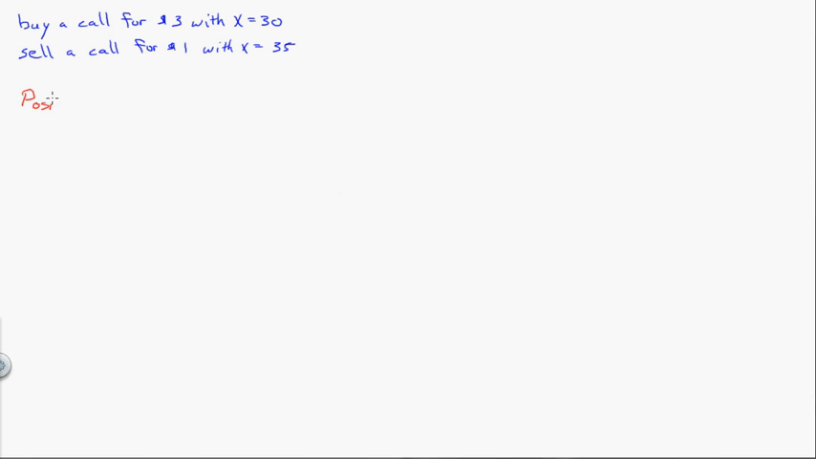So what you do is you look at your position. My position is long a call at 30 and short a call at 35. So I want to know what happens if the stock price is below 30, and if it's between 30 and 35, and if it's above 35. So the equal signs, less than or equal to, they can go anywhere you want them to.